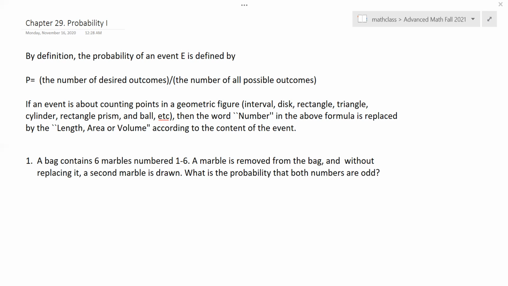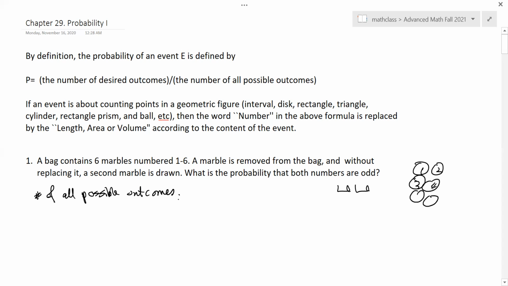When you draw 2 numbers one by one, without a restriction, we have to figure out how many possible outcomes there are. The number of all possible outcomes, in order to get 2 marbles one by one, is a 2-stage process, step 1 and step 2, with 6 marbles here, 1, 2, 3, 4, 5, 6.